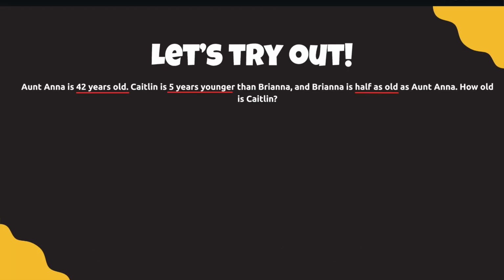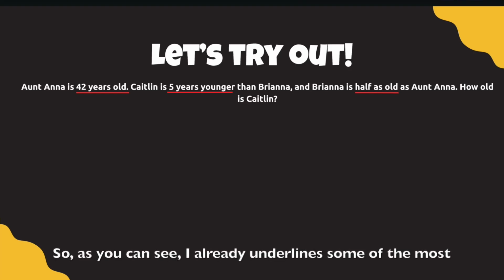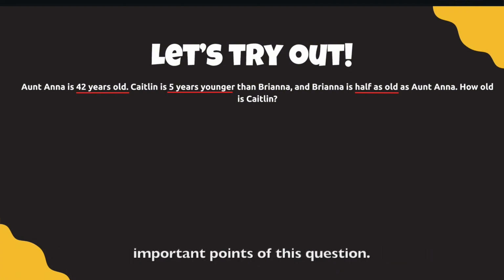Aunt Anna is 42 years old. Caitlin is 5 years younger than Brianna, and Brianna is half as old as Aunt Anna. How old is Caitlin? So as you can see, I already underlined some of the most important points of this question. So let's go through it step by step.